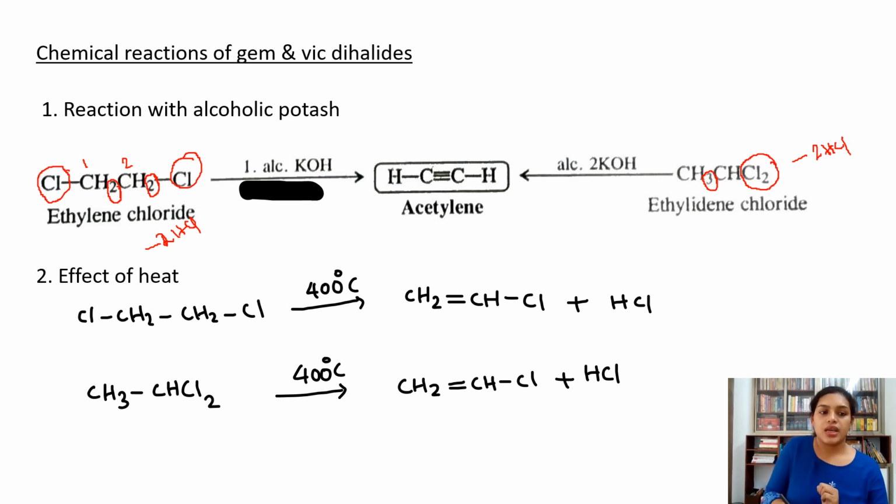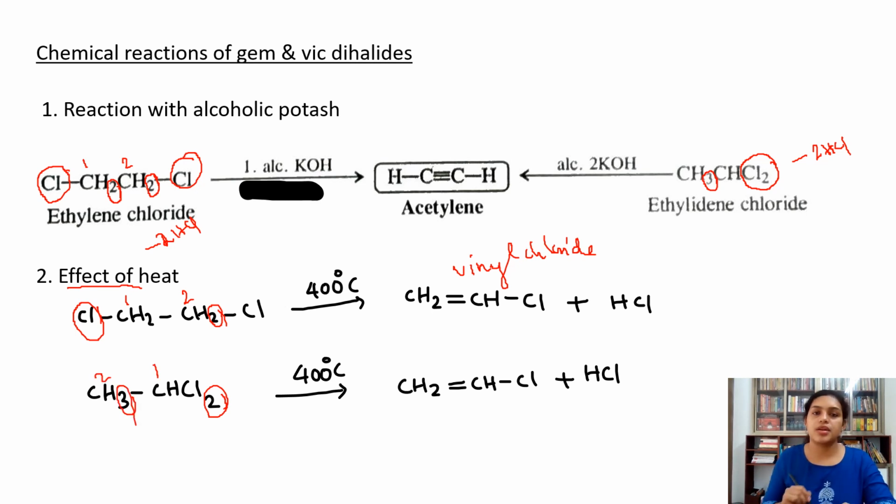Similarly, if you heat it up to 400 degrees Celsius, which is a very high temperature, both gem and vic dihalide will give you vinyl chloride. Both of them will give you vinyl chloride. Here only 1 molecule of HCl is eliminated from both gem and vic dihalide. In the case of the vic dihalide, chlorine from carbon number 1 and hydrogen from carbon number 2 are eliminated. Here also chlorine from carbon number 1 and hydrogen from carbon number 2 are eliminated to give the same product, which is vinyl chloride.